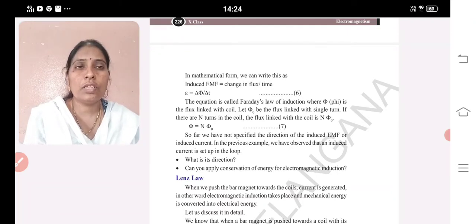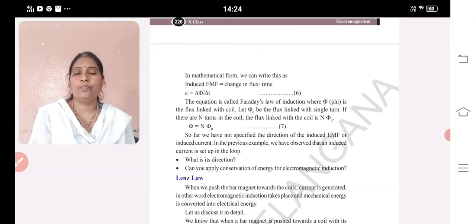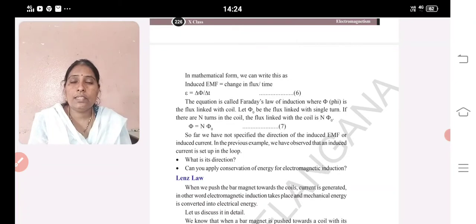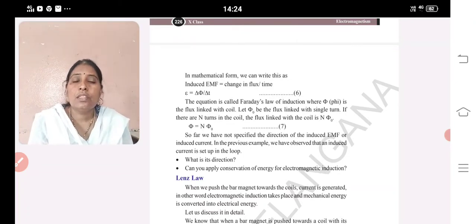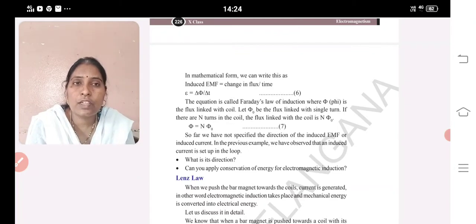So far we have not specified the direction of the induced EMF or induced current. In previous examples we observed that an induced current is set up in the loop. So Lenz's law: what is the direction? You are saying that the current is produced, then what would be its direction? Can we apply conservation of energy to electromagnetic induction?